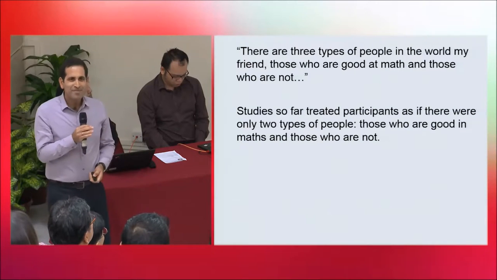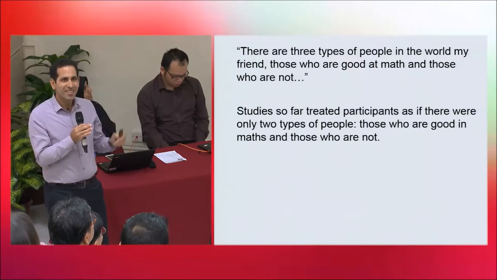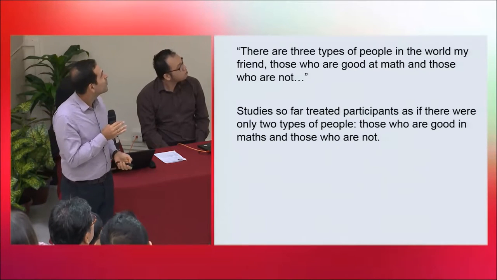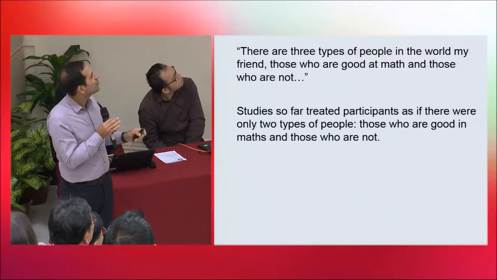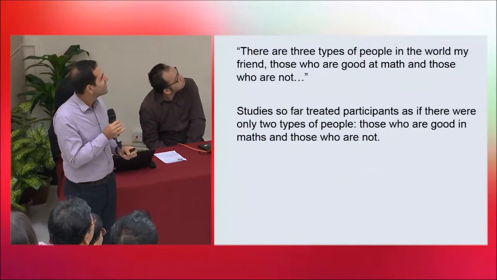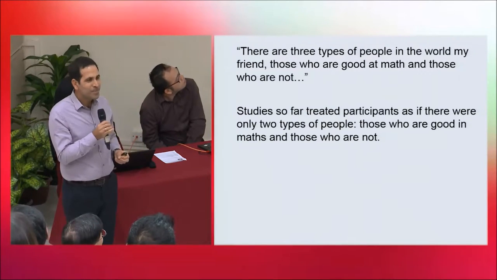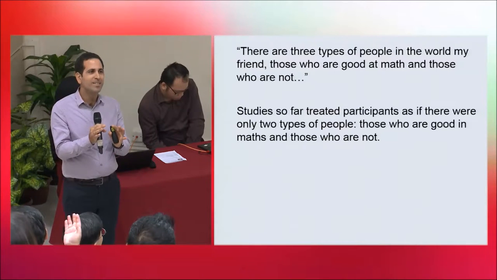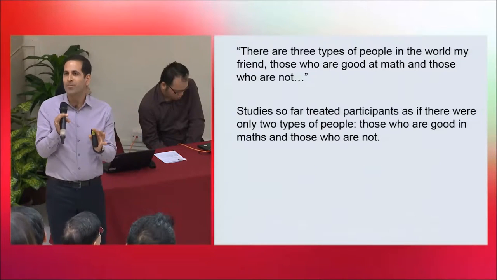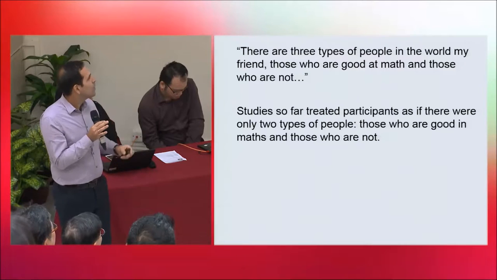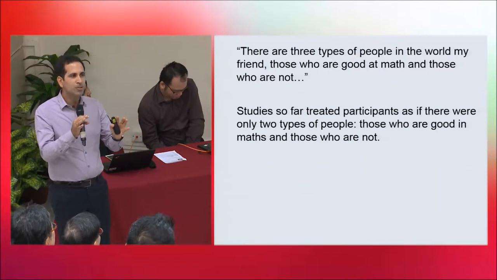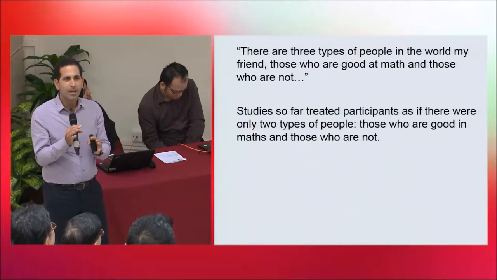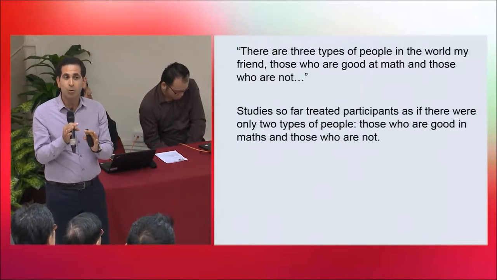So, I like this quote. You could say there are three types of people in the world, my friend: those who are good at maths and those who are not. Okay, and this is indeed what the scientific community did so far, okay? We consider there are two types of people, those who are good with numbers and those who are not good with numbers. And I think that this is actually a wrong approach.